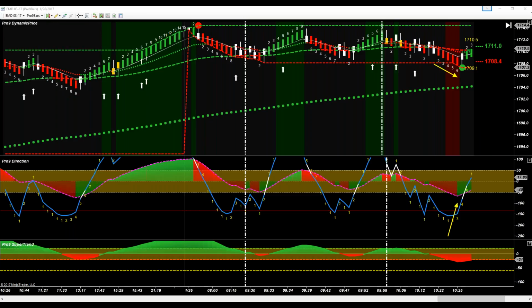A question from Ray. Are colors on the super trend the default colors, or have you customized them? My neutral zone is blue rather than a light brown. So you may just need to update your version of Pro9, and you can swing by the ADT website to do that.